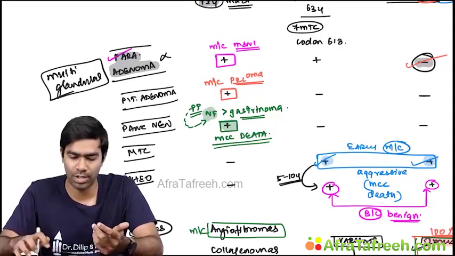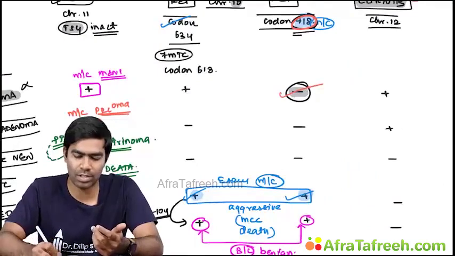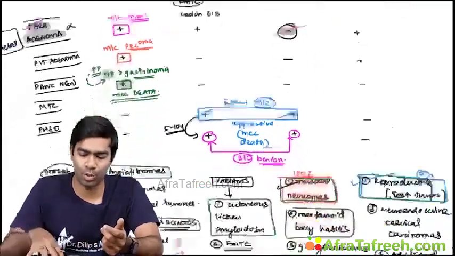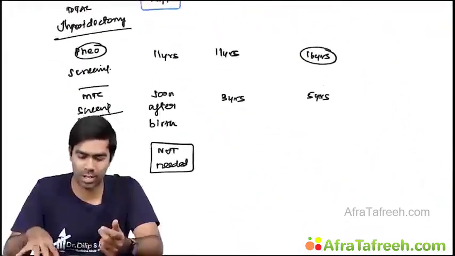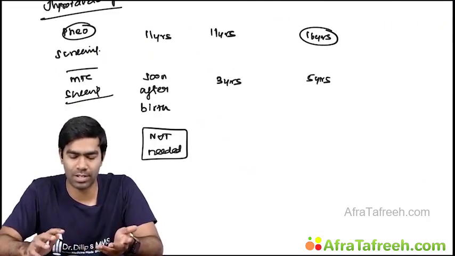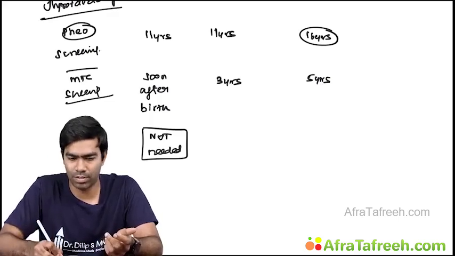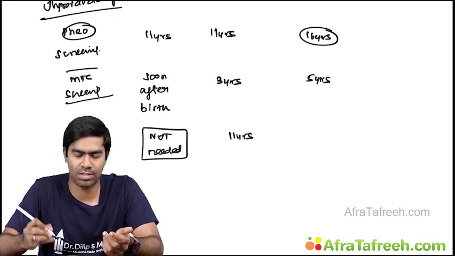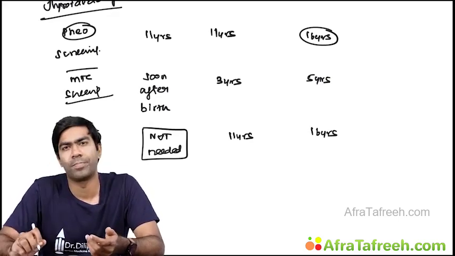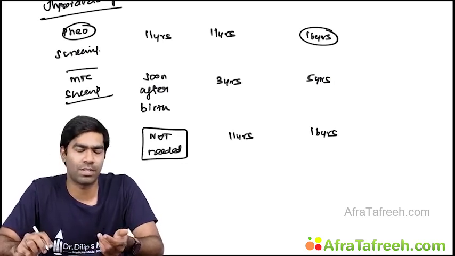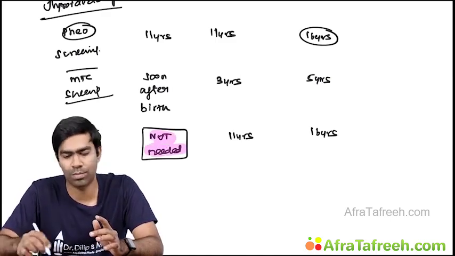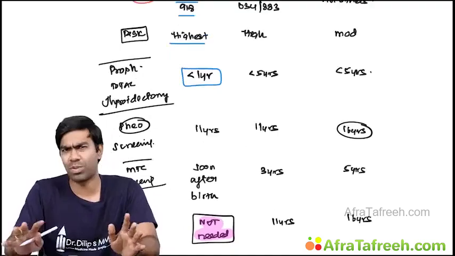Very important point again: this 918 mutation and MEN2B is not associated with parathyroid adenoma. So you don't need screening for hyperparathyroidism for the 918 mutation, whereas for other mutations, you need it. When you screen, usually we screen at 11 years in case of 634 and 883, and at 16 years in case of other mutations apart from 634 and 883. Remember, you don't need screening for 918 mutations. So these are the two important points I want to tell.